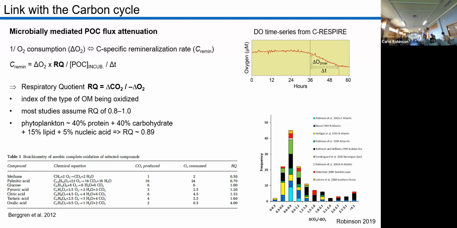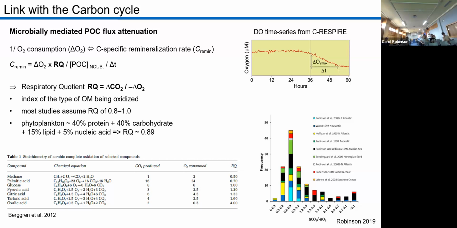And this metric is not easy to measure. So usually it depends on the type of organic matter that is oxidized. So here you have a table with different types of compounds and the corresponding respiratory quotient. And this plot comes from a paper published by Carol. So you have most of the RQ values that have been published.